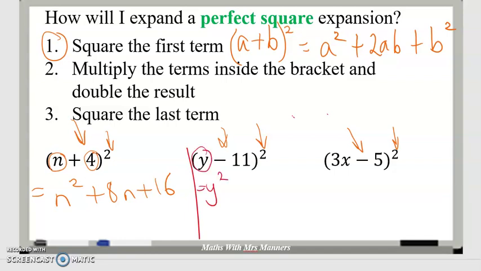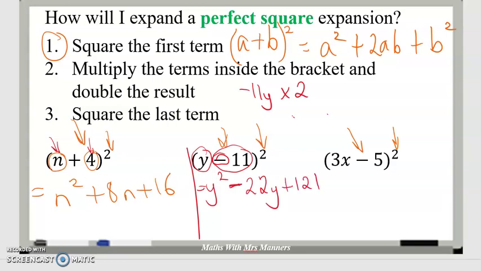Square the first term. Now, when I times these together, don't forget there's a negative. This was easier because both the terms were positive. But if we multiply them and one term's a negative, well, that's minus 11y. And when people double, they think the negative goes away. But we're really just timesing by 2 by doubling. So we're going to get minus 22y. So if you have a negative here, your middle term will be negative. And then square the last, positive 121. Please remember, when you square a negative number, it is always positive. So this sign here has to be positive.